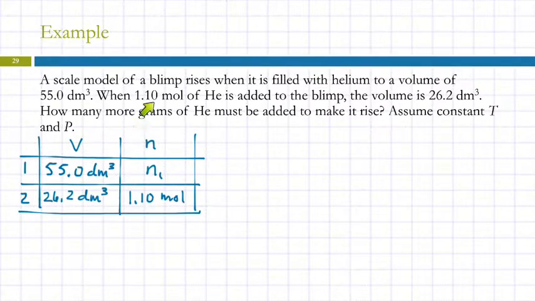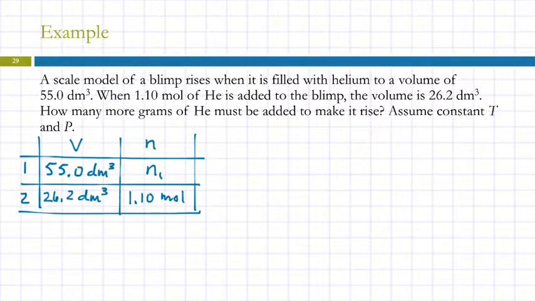Yeah, because we know this is what it is right now, and they're asking how much more do we have to add? So if we know the number of moles when it's floating, and we know the number of moles that we have right now, we could figure out how many more moles we need to add, and we could convert that to grams. So this is a problem where pictures can be helpful.